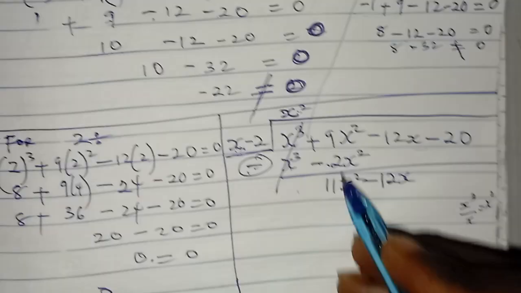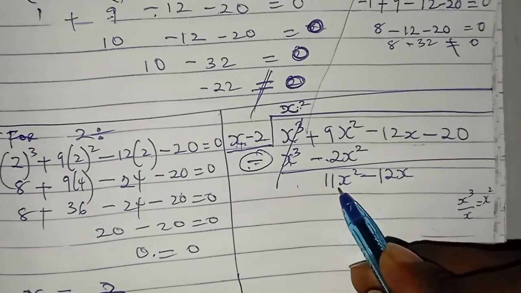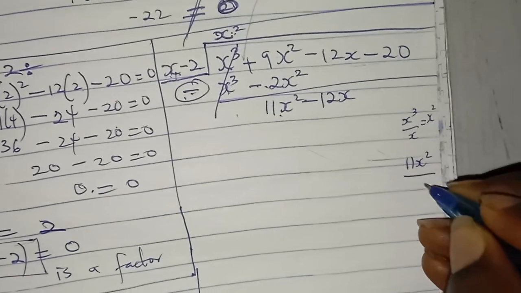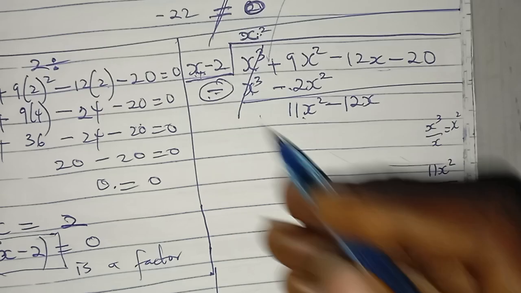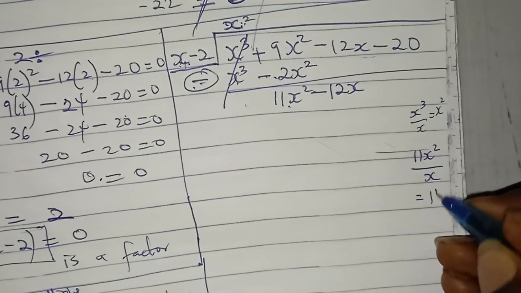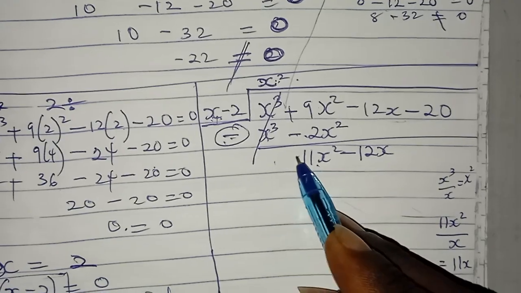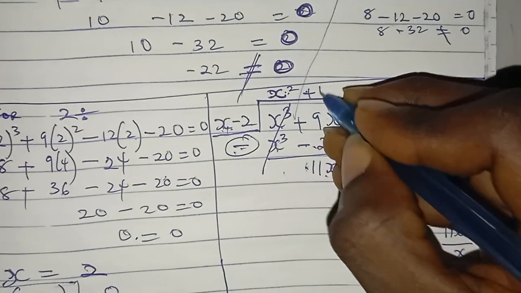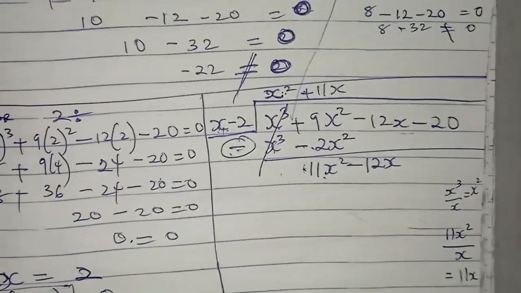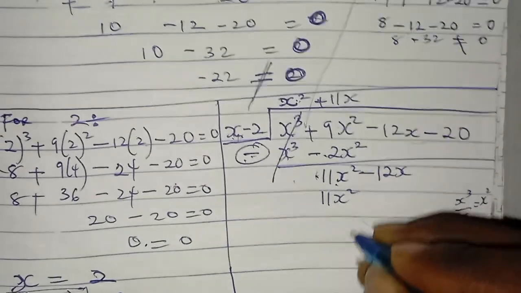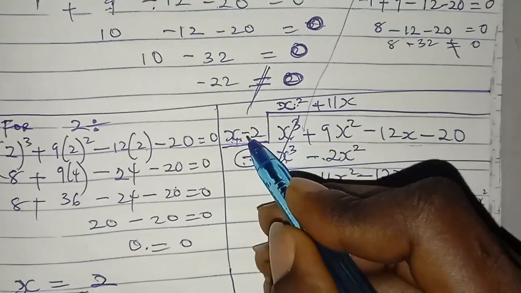Now notice that the first thing I have here is 11x squared divided by this x. I will get 11x. Carry that 11x to the quotient, and it is plus, so plus 11x. So 11x times x will give me 11x squared. And 11x times minus 2.